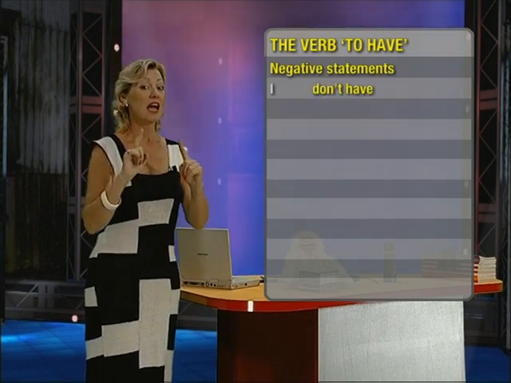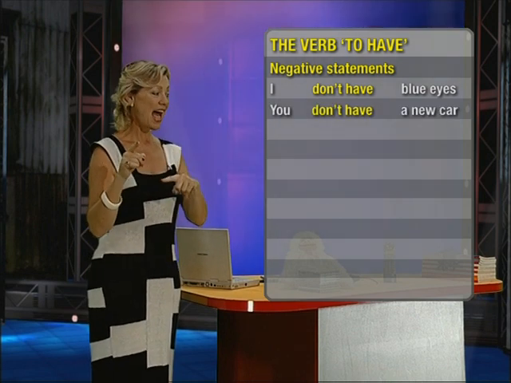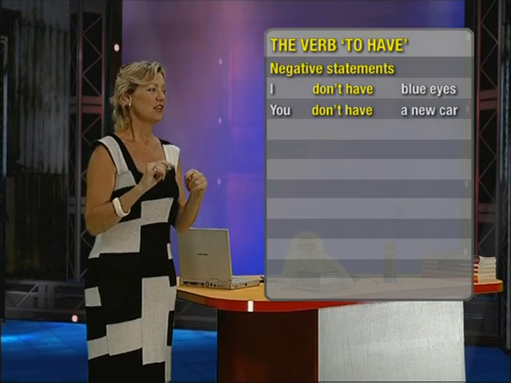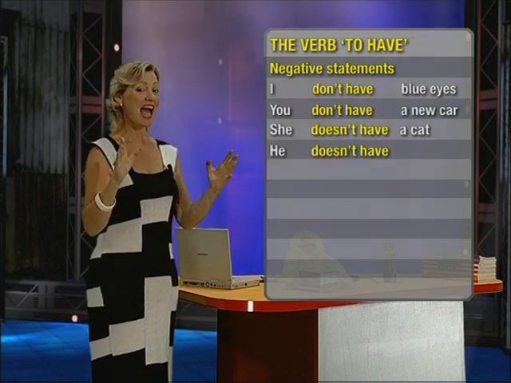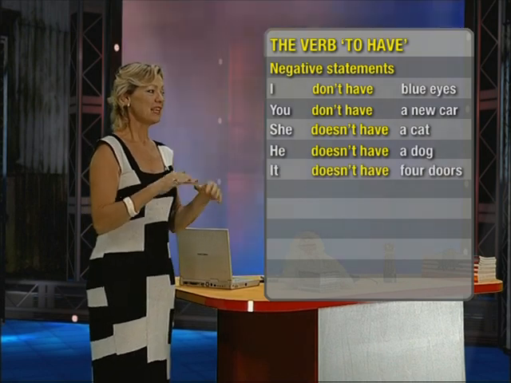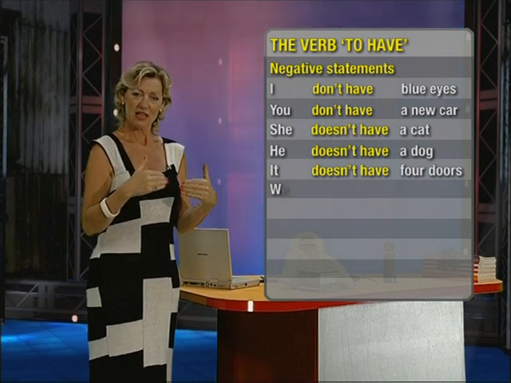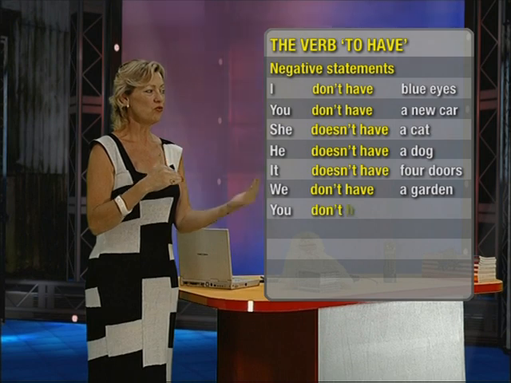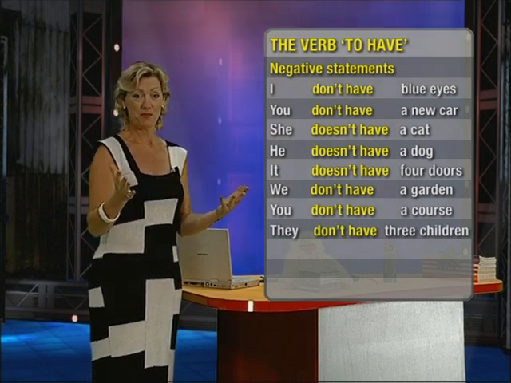Now the negative. I don't have blue eyes. You don't have a new car. She doesn't, look at the pronunciation, she doesn't have a cat. He doesn't have a dog. It doesn't have 4 doors. We don't have a garden. You don't have a course. They don't have 3 children.